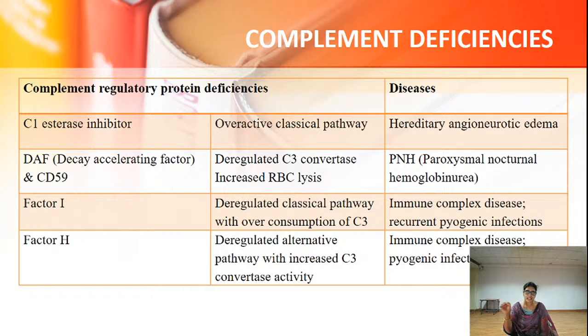Whenever the question asks to name complement deficiency disorders, you have to write both complement protein deficiency and complement regulatory protein deficiency. So now you know the different pathways, like the classical pathway, lectin or MBL pathway, and the alternate pathway. And you know the complement deficiency disorders. First we learned about the regulators, then we learned about the regulatory protein deficiencies also. So shall I go to the questionnaire?